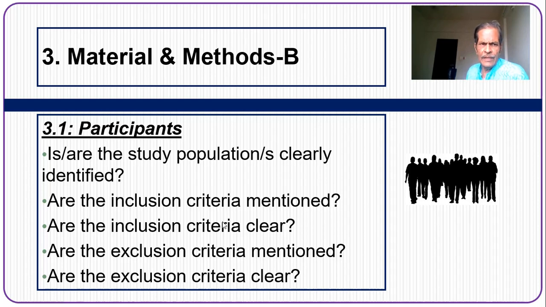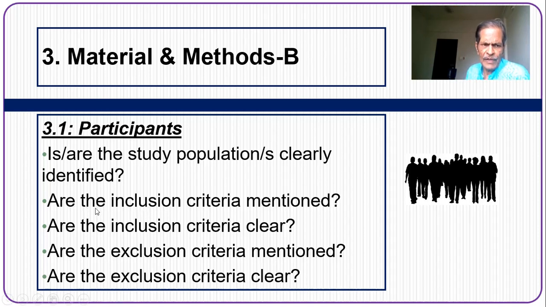Then another part in the material and methods is the participants. In fact, there should be the indication of the study population or participants in the research question itself. The research question must indicate the study population, and there should be further elaboration of the study population as a clearly identified population or clearly identified participants. So this is done with the help of inclusion and exclusion criteria.